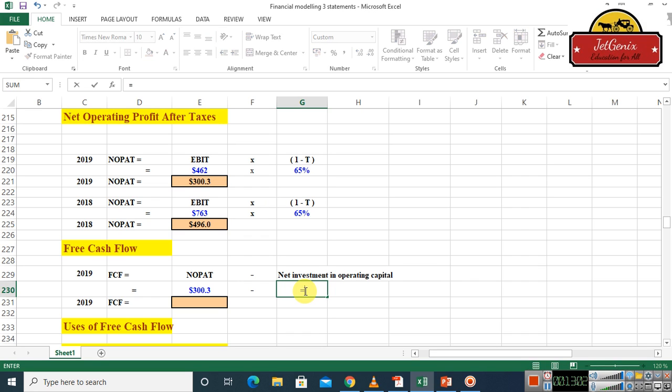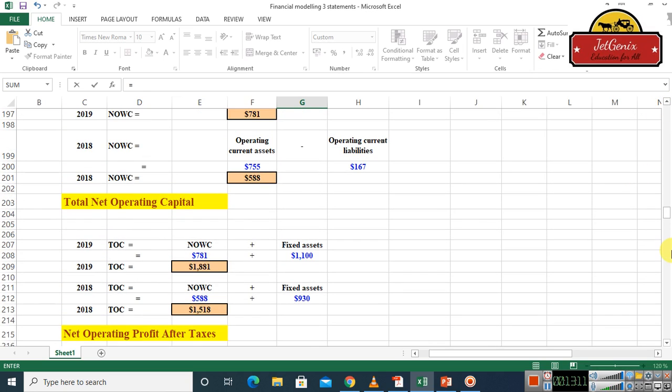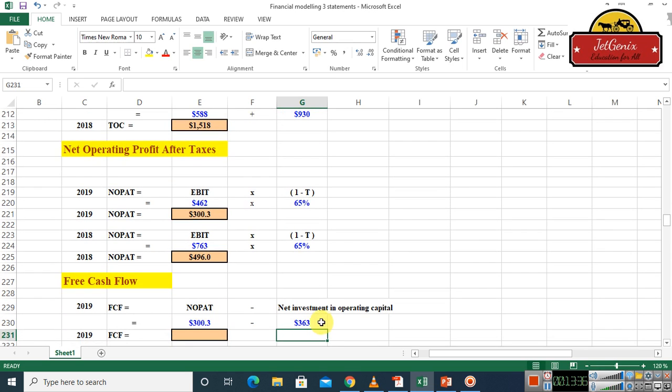Here we are going to calculate the net investment in operating capital. How are we going to calculate it? We will just go to operating capital here. We will deduct the 2018 operating capital from the operating capital of 2019, and we will find the net investment in operating capital. So select this one and subtract the total operating capital of 2018. So here we go. Here the $363 million is net investment in operating capital.